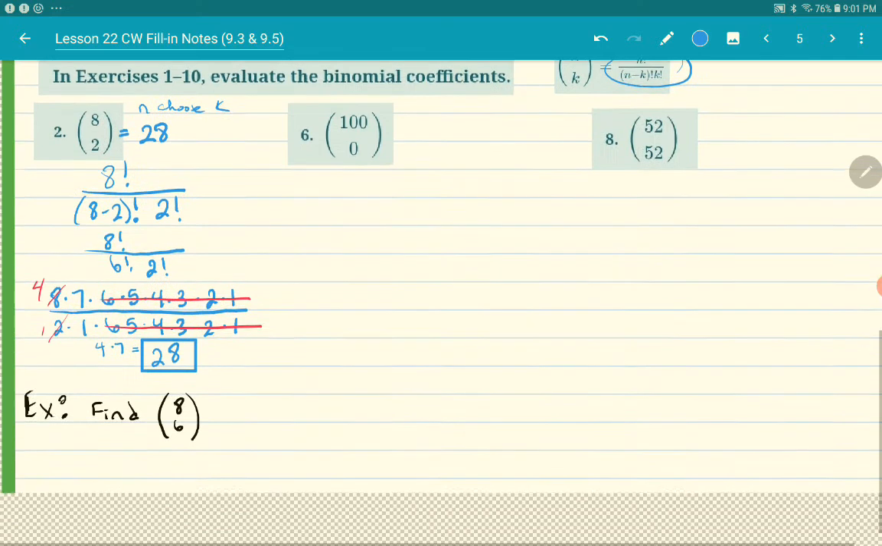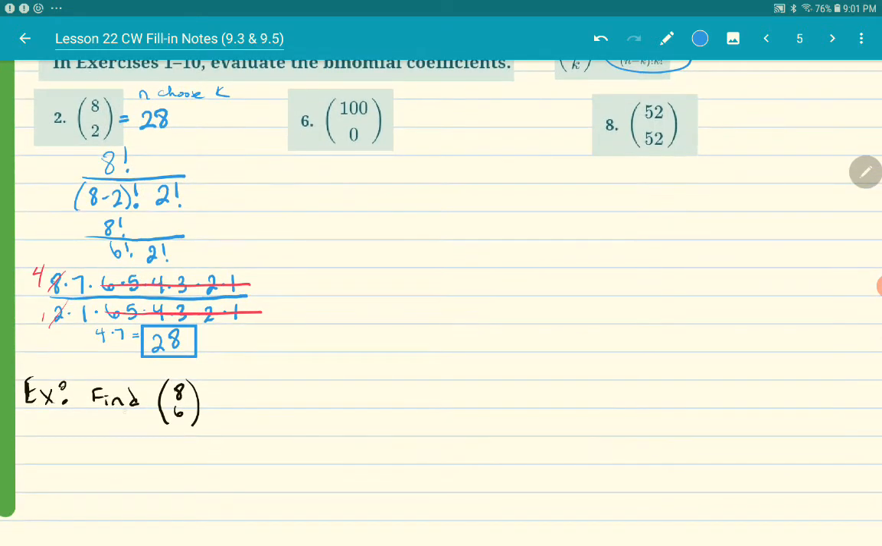Okay, so now I'd like you to try this other example. Find 8 choose 6. And you can pause the video and see if you can find that on your own.